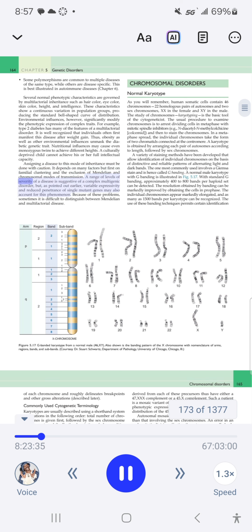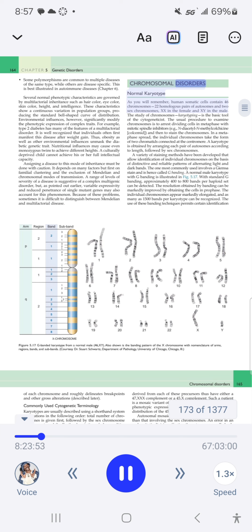A range of levels of severity of a disease is suggestive of a complex multigenic disorder, but, as pointed out earlier, variable expressivity and reduced penetrance of single mutant genes may also account for this phenomenon. Because of these problems, sometimes it is difficult to distinguish between Mendelian and multifactorial disease.